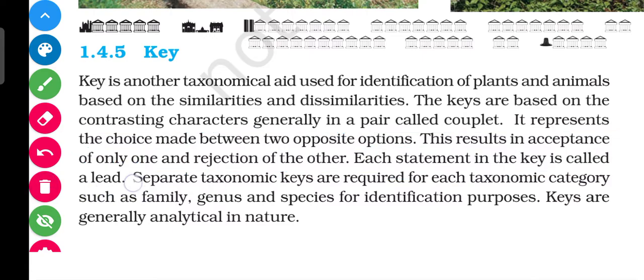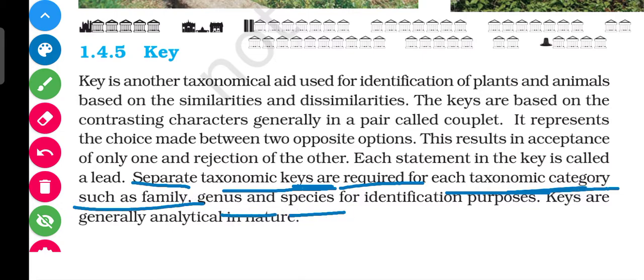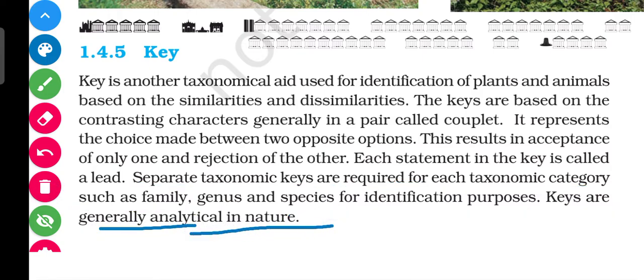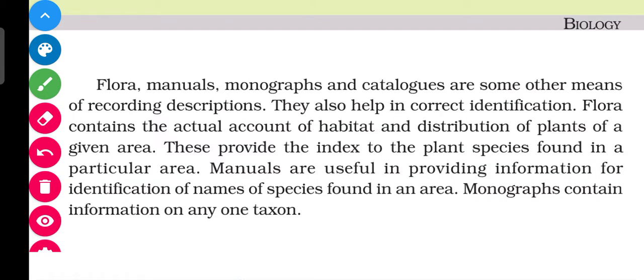Separate taxonomic keys are required for each taxonomic category such as family, genus, and species. For identification purposes, keys are generally analytical in nature. Flora, manuals, monographs, and catalogs are some other means of recording descriptions. They also help in correct identification.